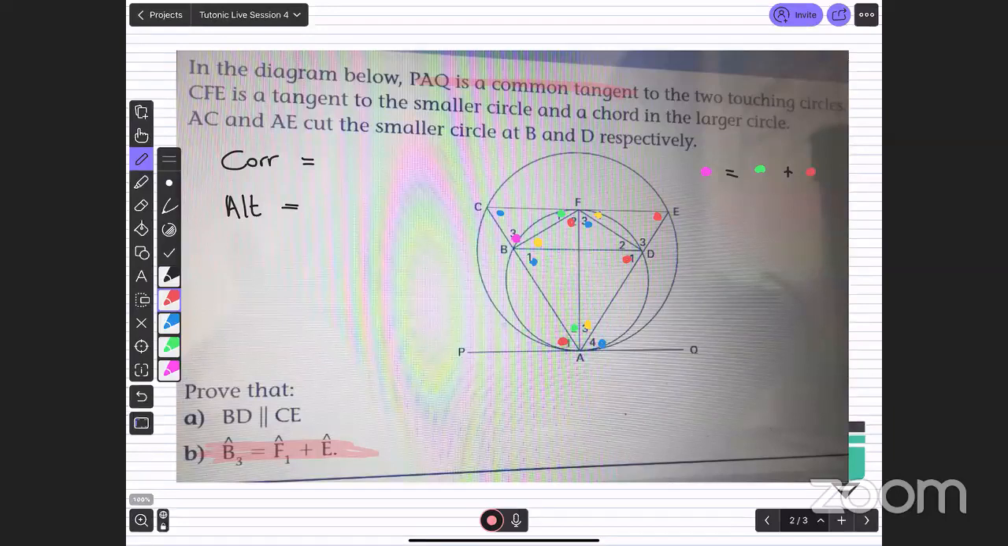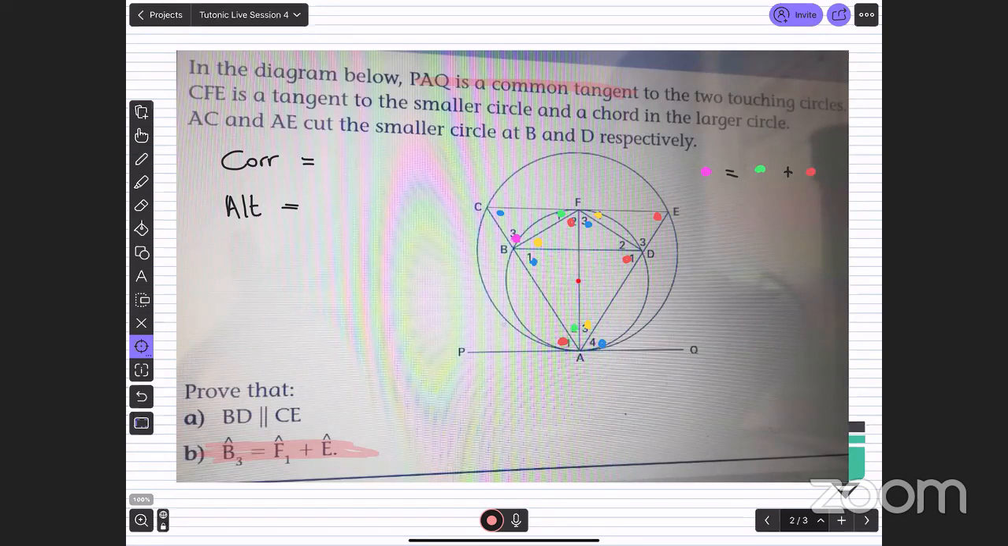So how can we do this now? You've got a green here. So this is a chord. They don't tell us this is the radius, eh? They don't tell us this is the radius.